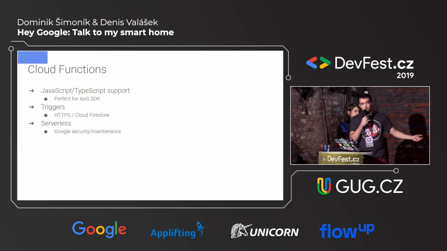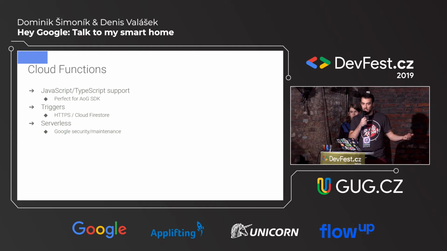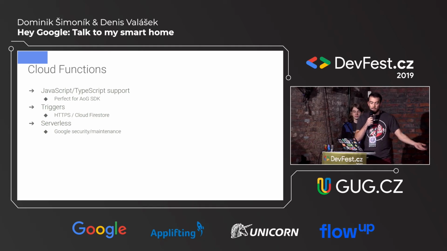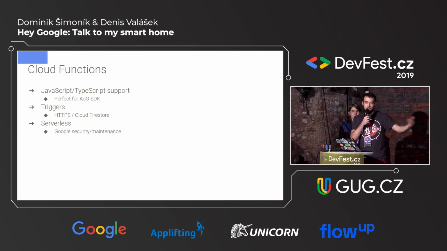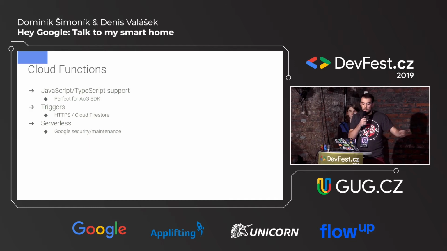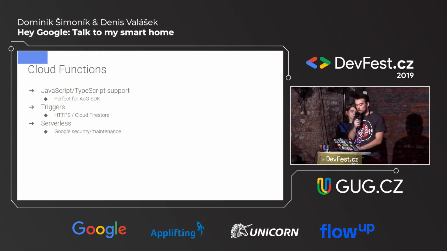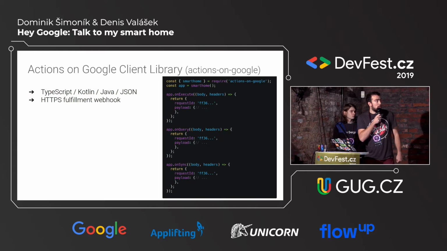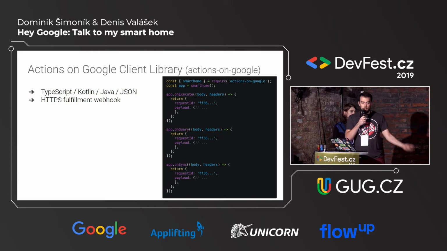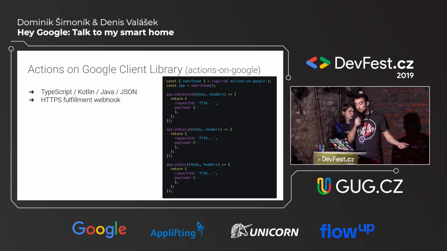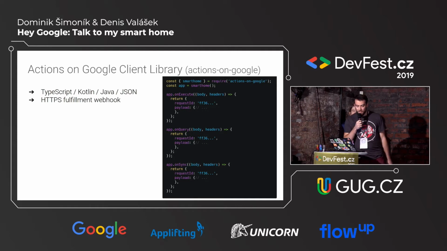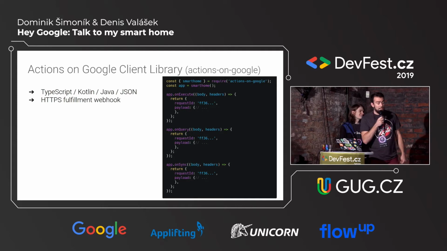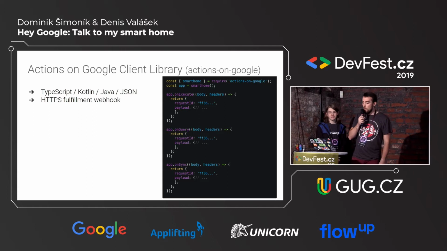And also Actions on Google is by Google, then. They are supporting mostly Firebase. You can use, for example, some Azure endpoint. We are okay about that, but it's easier to use cloud functions from Google. The Actions on Google client library, as I said, is written in TypeScript, and can be used in Kotlin, in Java, in JSON. And we are using an HTTP fulfillment webhook.